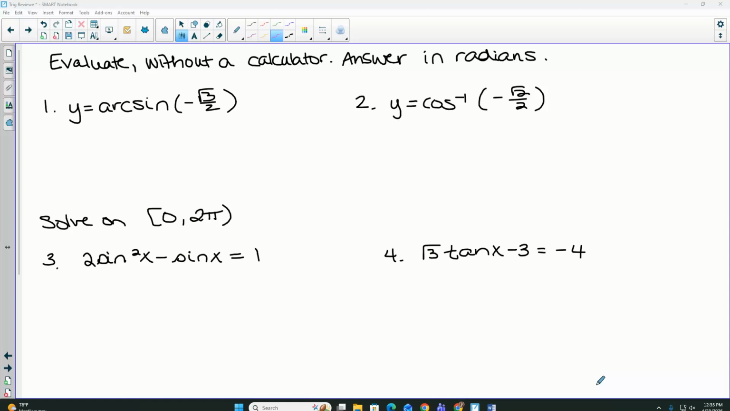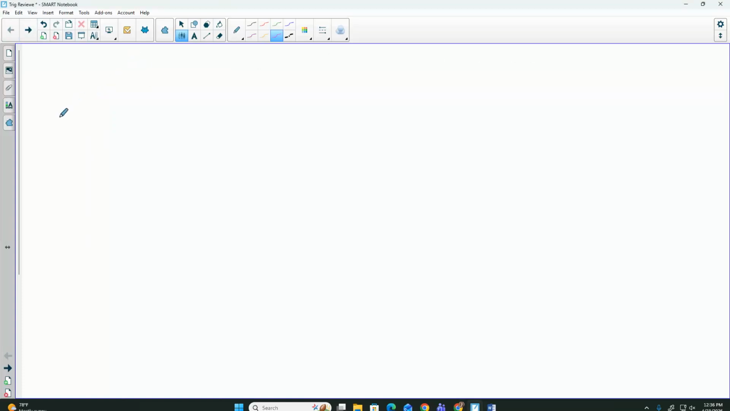What's different about the first two questions? How are these different than questions 3 and 4? I'm asking you to find a variable in both of them. Yes, these are the inverses. Remember, with the inverses, you can only have one answer.